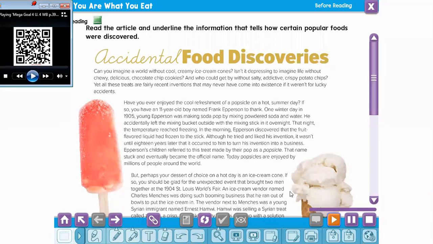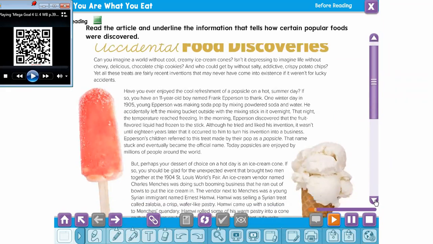Accidental food discoveries. Can you imagine a world without cool, creamy ice cream cones? Isn't it depressing to imagine life without chewy, delicious chocolate chip cookies? And who could get by without salty, addictive, crispy potato chips? Yet all these treats are fairly recent inventions and may never have come into existence if it weren't for lucky accidents. Have you ever enjoyed the cool refreshment of a popsicle on a hot summer day?